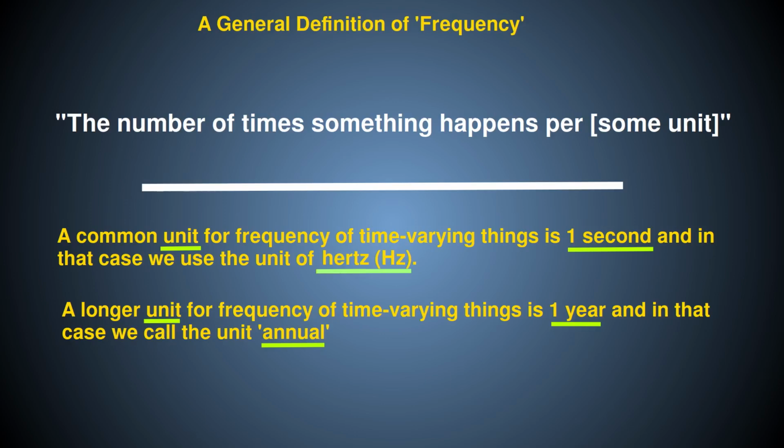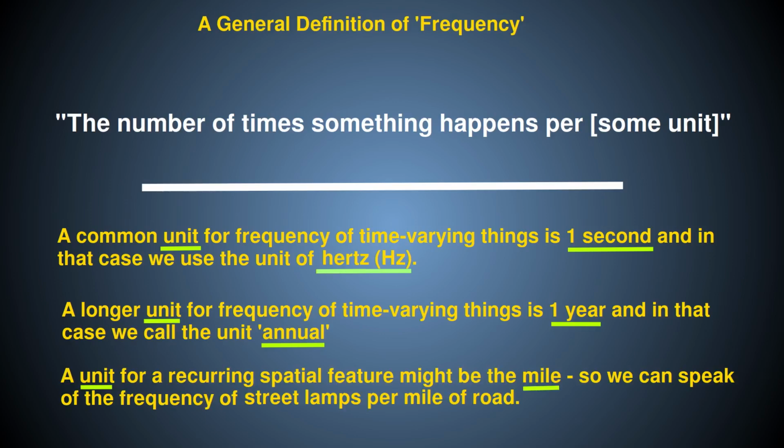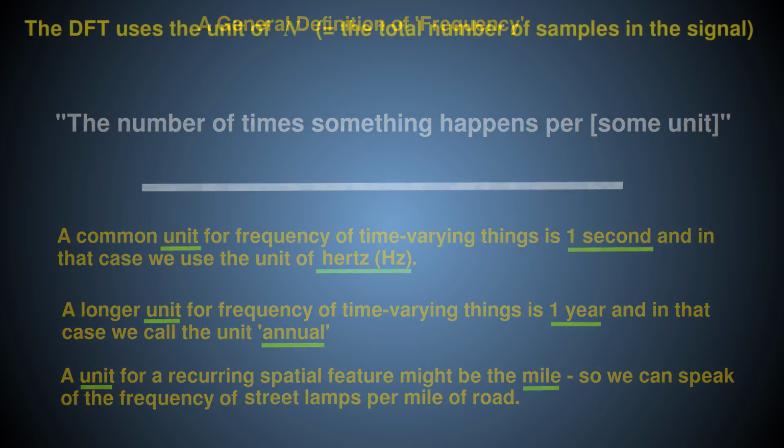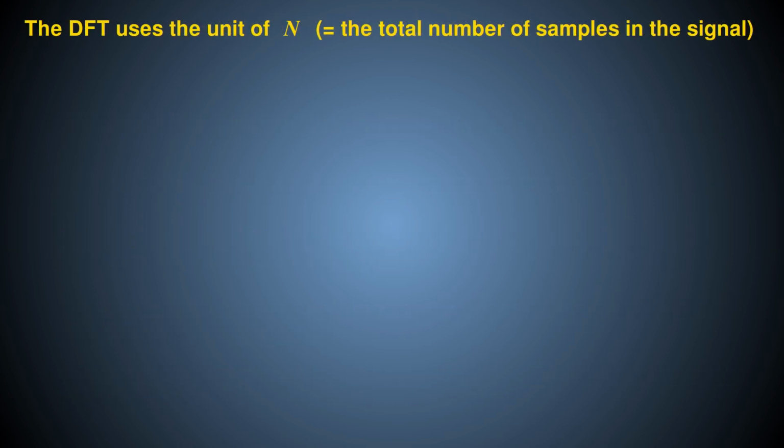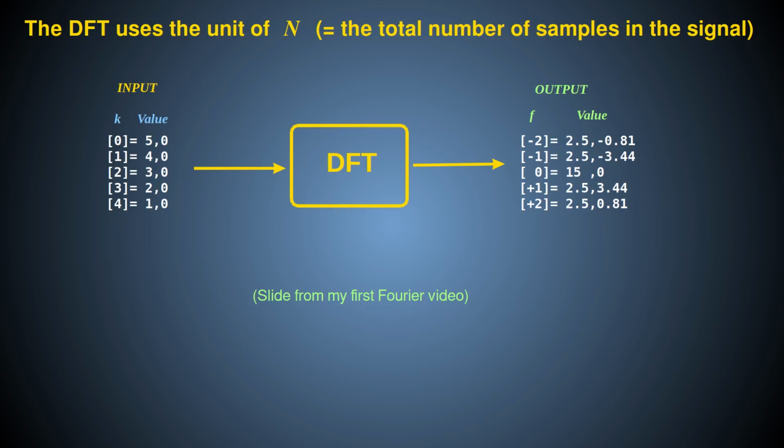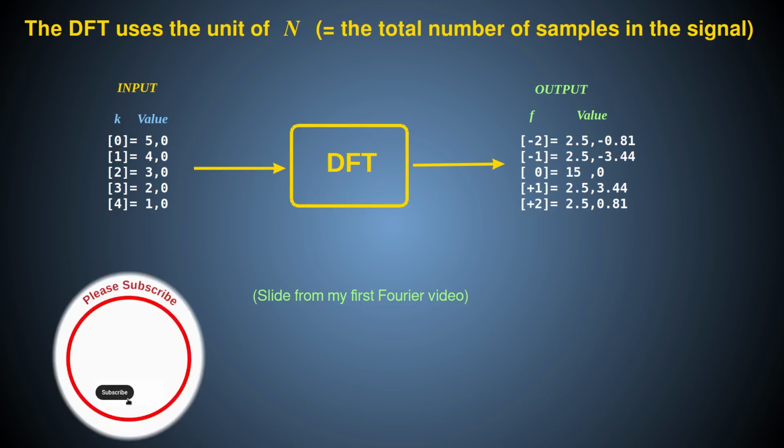Some plants have an annual flowering frequency of 3, meaning they produce flowers 3 times per year. We can similarly define a unit of space for describing the frequency of some repeating pattern being observed per unit of length, like per mile. All those examples used units of some absolute physical quantity in time or space. However, the DFT takes in a discrete signal, which is just a list of n values. It has no intrinsic means of representing absolute physical measures like seconds or kilometers.